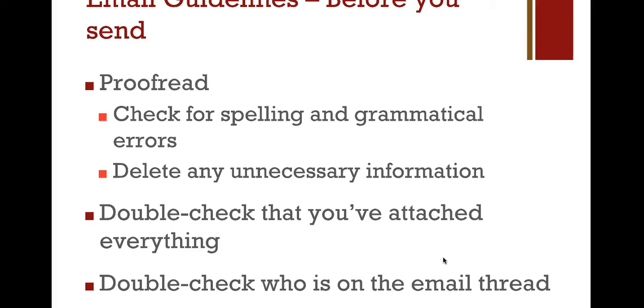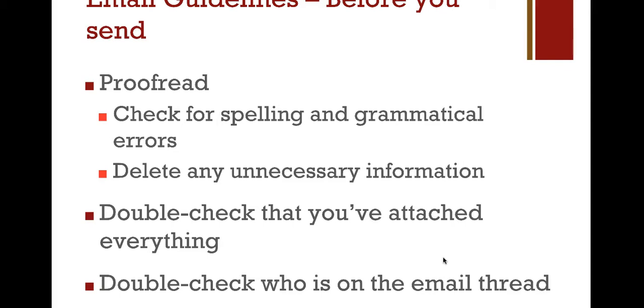Double check who's on the email thread. This is a big one, okay? If you press reply, just look, make sure, are you just replying to that person, or did you actually press reply all, where you're going to respond to every single person on that chain? I see that all the time.